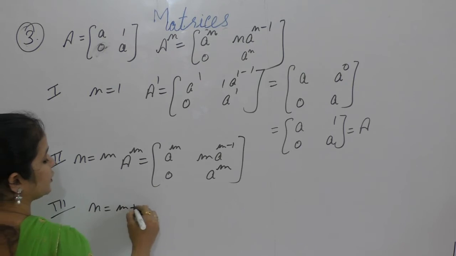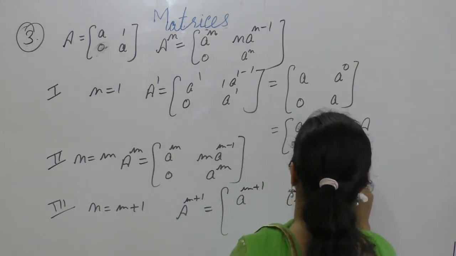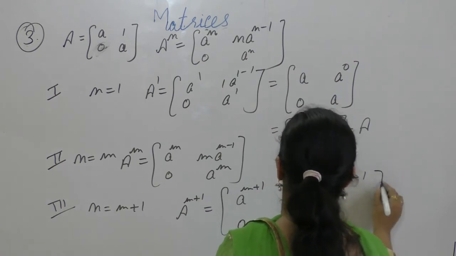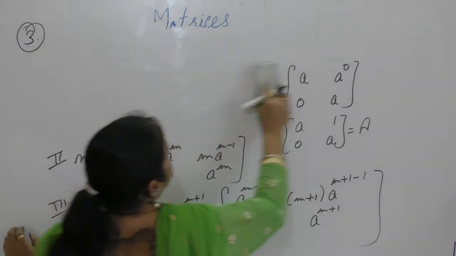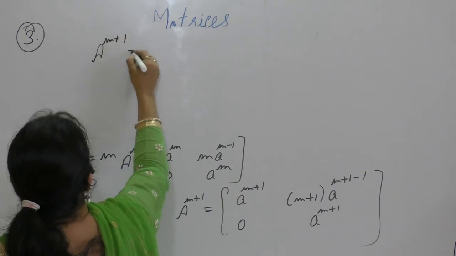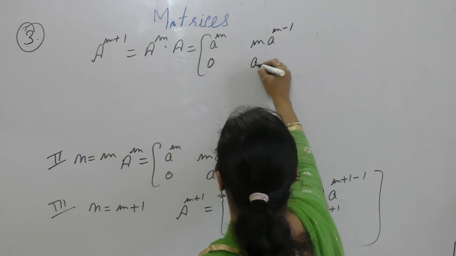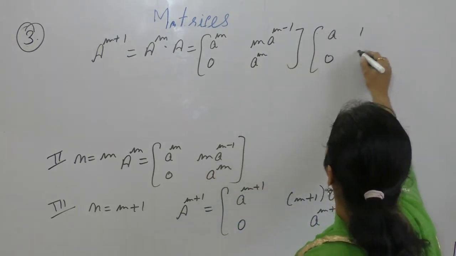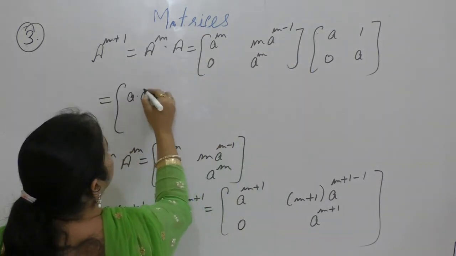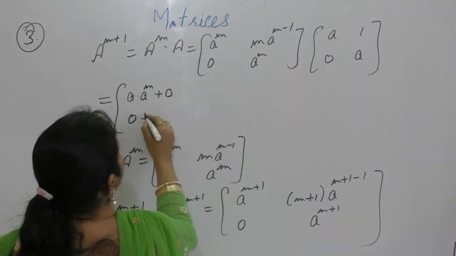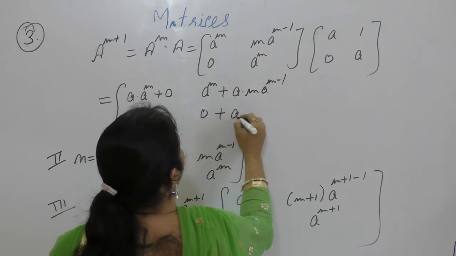Now we have to prove that the result is true for n = m + 1: A^(m+1) = [[a^(m+1), (m+1)·a^(m+1−1)], [0, a^(m+1)]]. Now A^(m+1) is equal to A^m into A, which is [[a^m, m·a^(m−1)], [0, a^m]] times [[a, 1], [0, a]]. Now multiply these matrices.